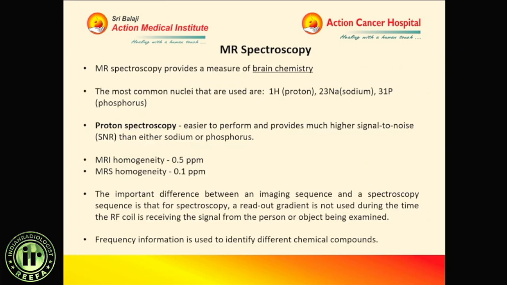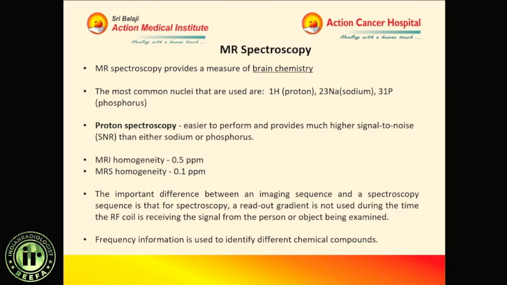Now MR spectroscopy provides a measure of brain chemistry. The most common nuclei that are used are proton, sodium and phosphorus. So the proton spectroscopy is easier to perform and provides much higher signal to noise ratio than the sodium or the phosphorus. MRI homogeneity is 0.5 ppm, whereas MRS homogeneity is 0.1 ppm.